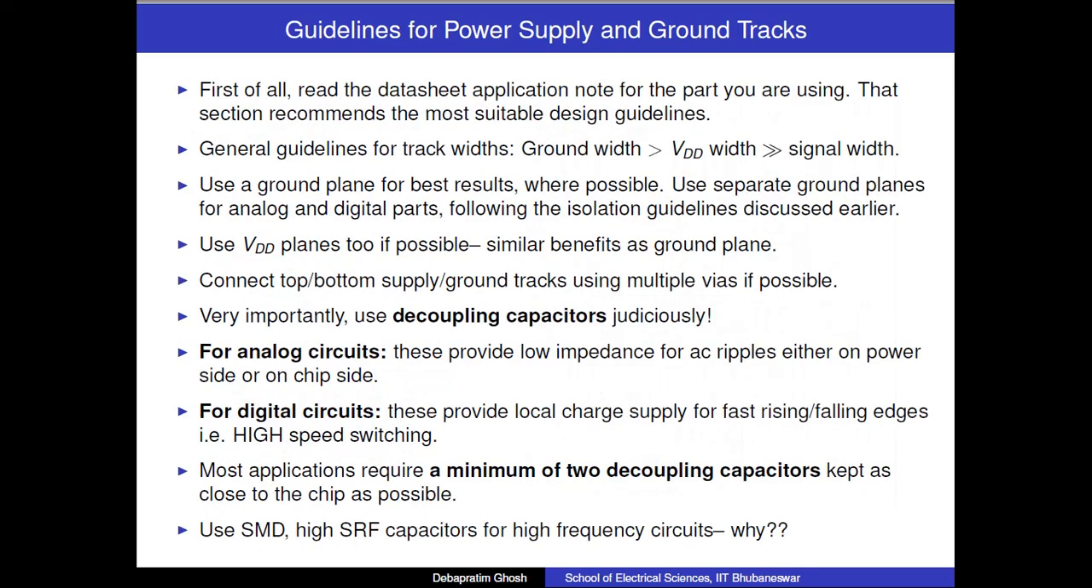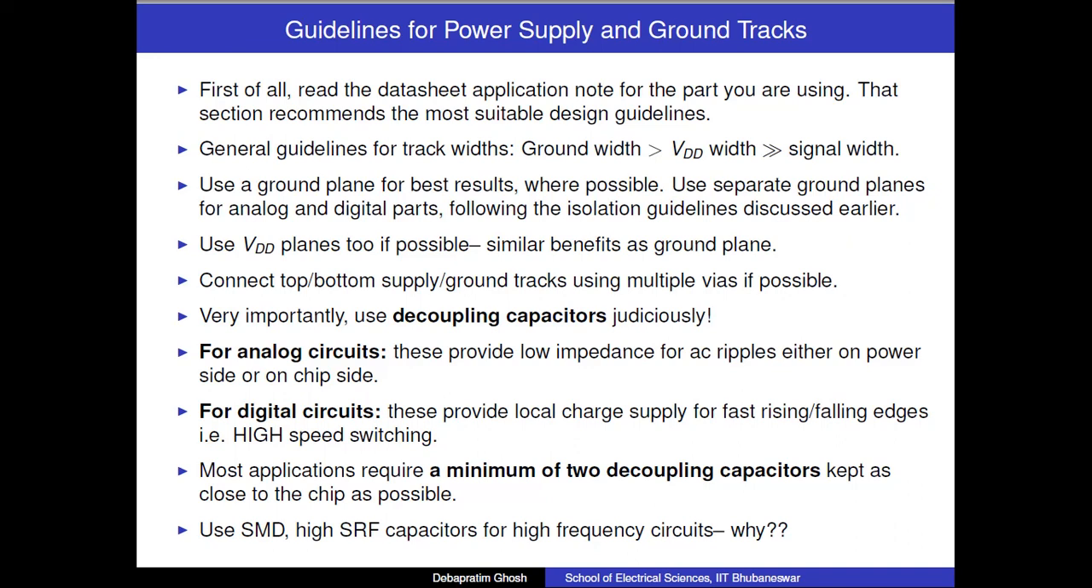So to avoid this bounce, we generally try to keep the width of the ground and VDD tracks the highest. This will ensure lowest resistance, lowest inductance, and therefore low probability of bouncing. So generally, a good convention to follow is the ground width should be the biggest if we are using it as a ground plane. Next comes VDD width, and these two should be much more than the signal track width.